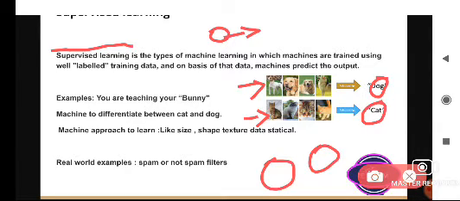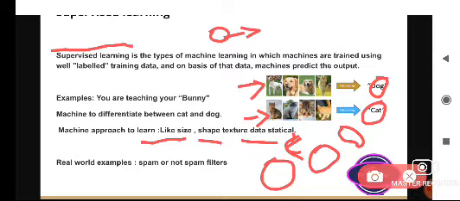So what is the machine's approach to learn this? The machine, or your bunny, would look upon the size, the shape and the texture. For the size, it will look at the facial expression and facial texture of the cat and the dog, and also the shape, and then the color as well. So this is how we can know about supervised learning.